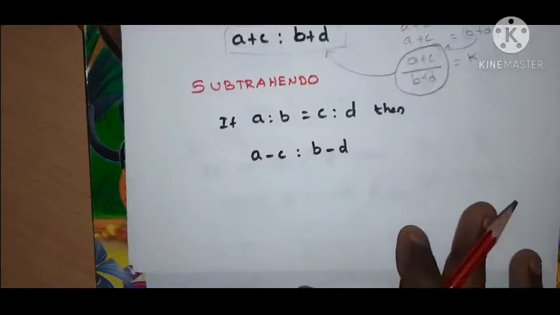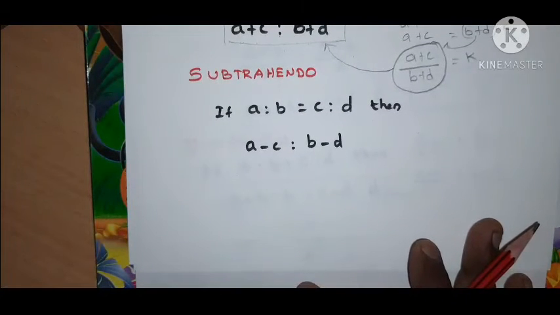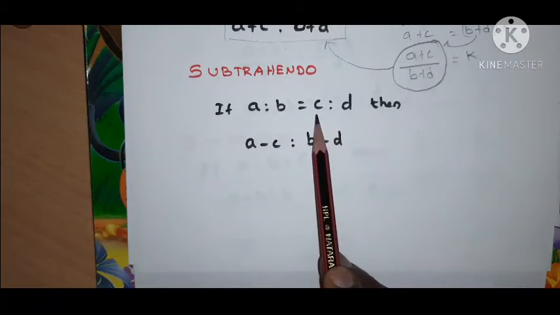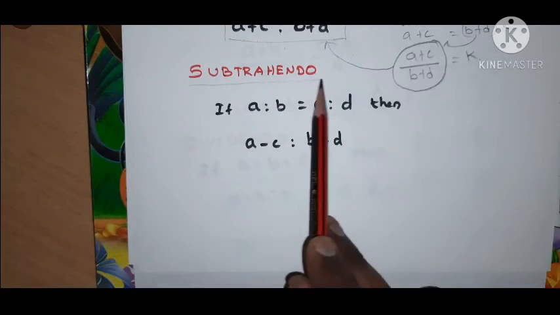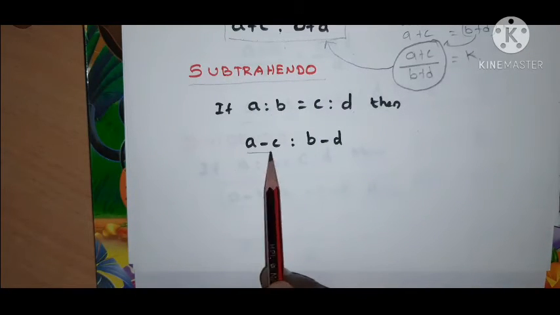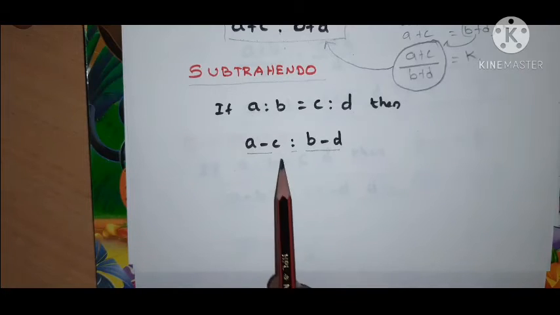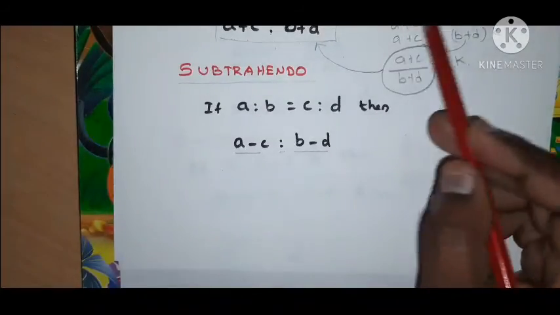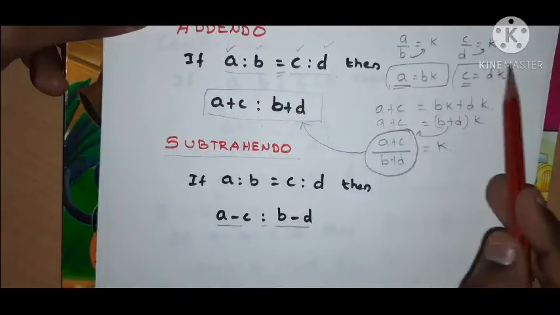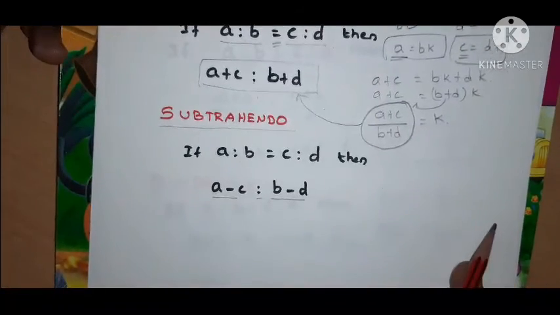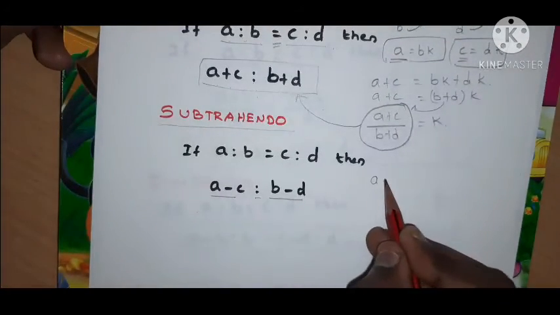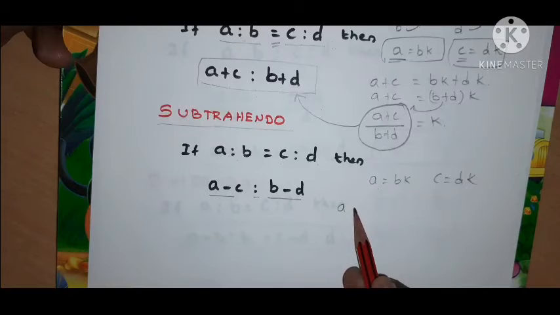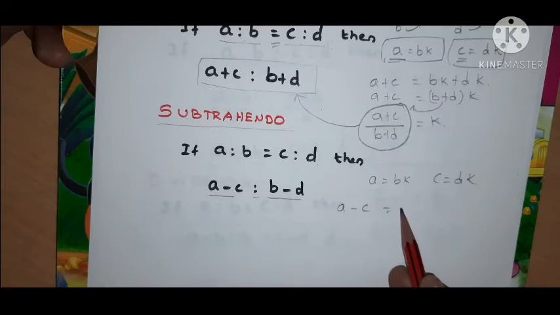Fine. Next, Subtrahendo property, the final one. If we have 2 ratios, a is to b and c is to d, in proportion, then according to this Subtrahendo property, we can write a minus c is to b minus d. How? In the Addendo property, we added the values a and c. Here in Subtrahendo property, we are going to subtract this a and c. We know the value of a is bk and c is dk, and we are going to subtract a minus c. Hence, the right hand side values also will be subtracted.